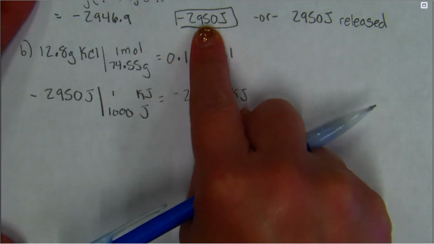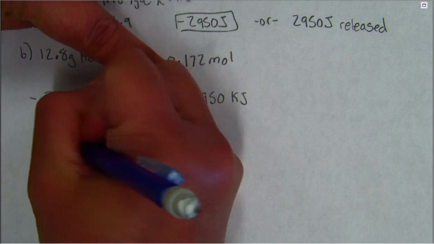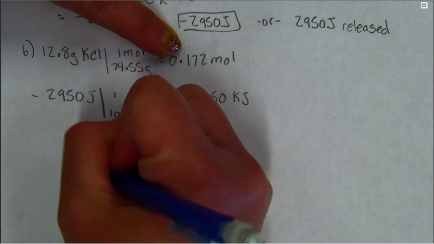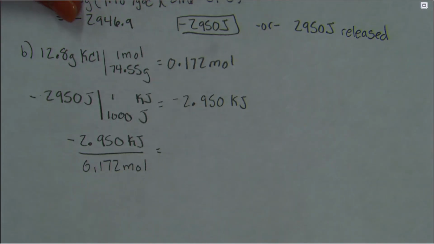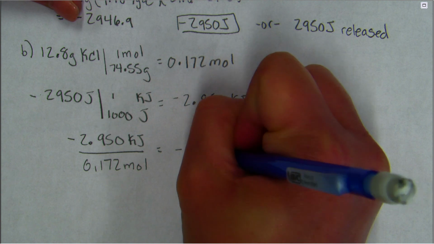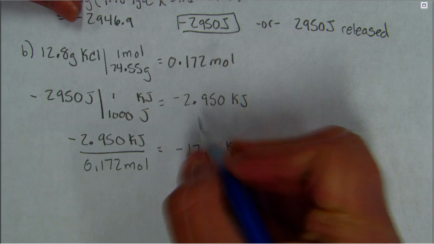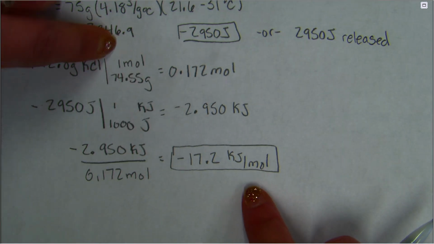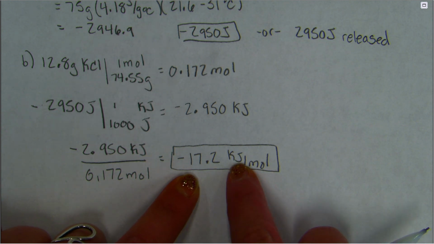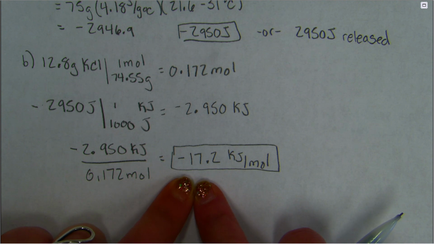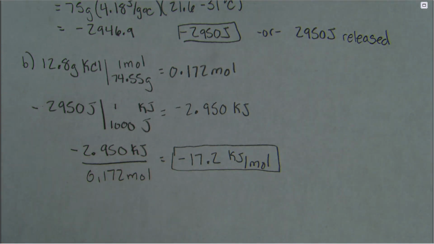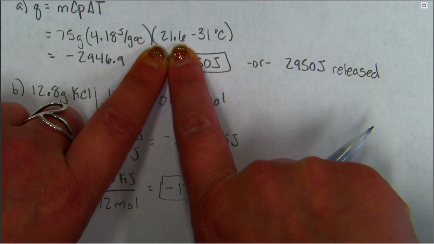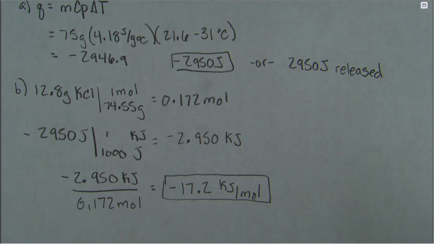So we want kilojoules per mole. So I'm going to take this. I've already found my kilojoules, negative 2.950 kilojoules per mole of substance, which is 0.172. So when I plug that into my calculator, I get negative 17.2 kilojoules per mole. So the enthalpy, the change in heat of the reaction for 1 mole of substance is negative 17.2 kilojoules. And this makes sense that we are negative here, all right, because we are seeing a change in temperature where it is going down. All right, so we do see a decrease overall in temperature. So heat is being released.